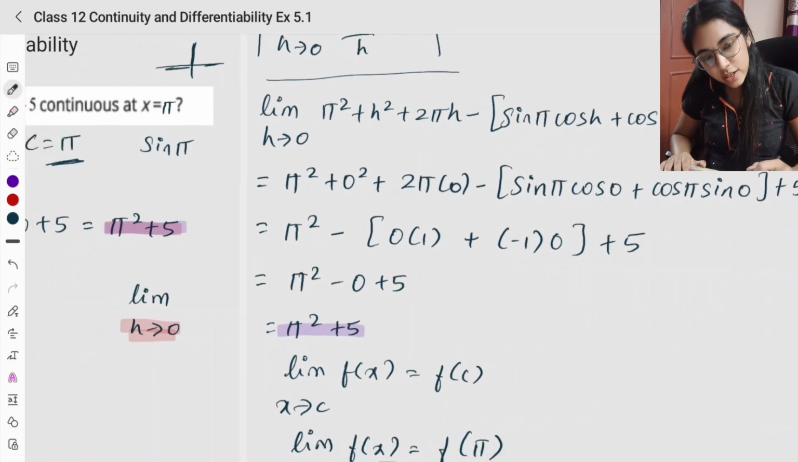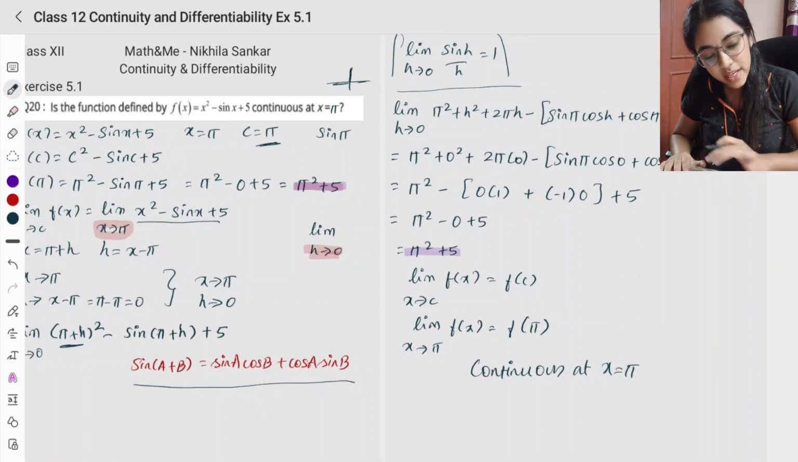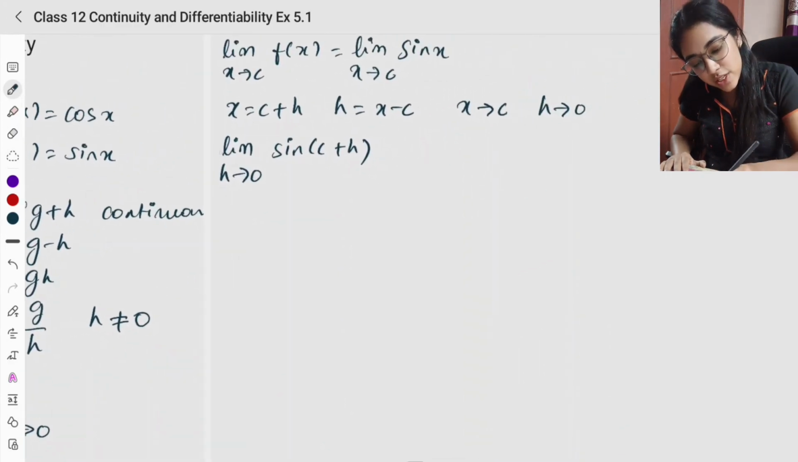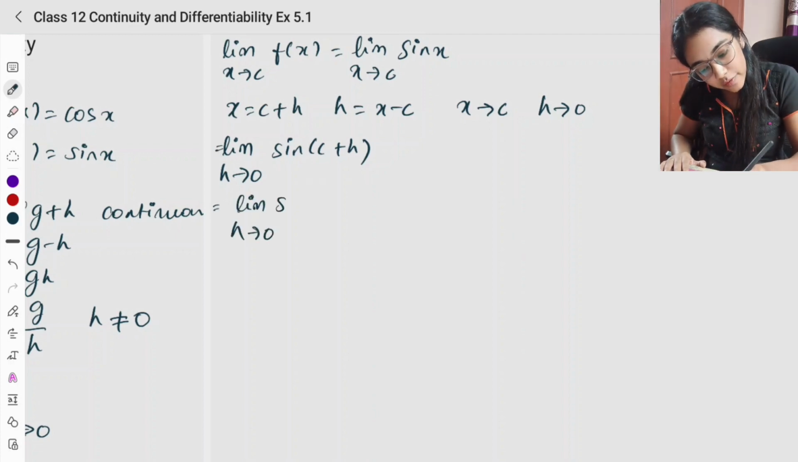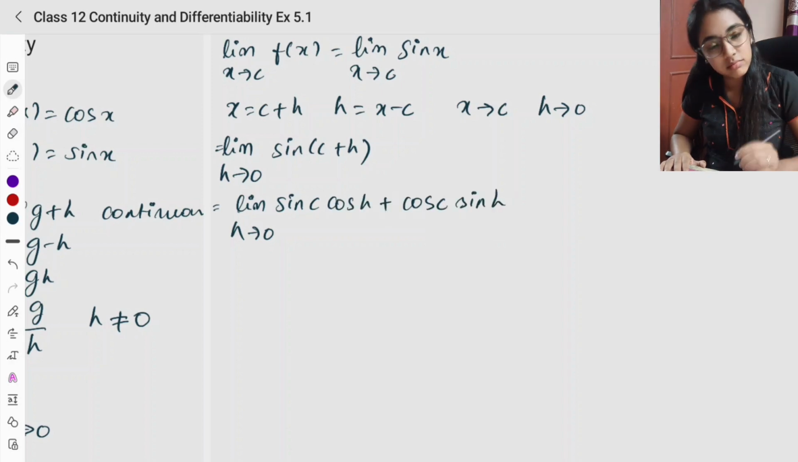We saw that sin of (a plus b) is sin a cos b plus cos a sin b. We saw it in the previous question. It is right here. Now when I apply the same thing over here, what will I have? Sin of (c plus h), which is the limit as h tends to 0 of sin c cos h plus cos c sin h. Now I can apply the formula and then apply the limit.